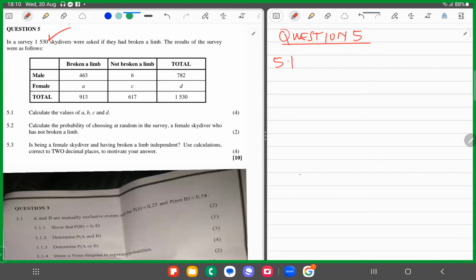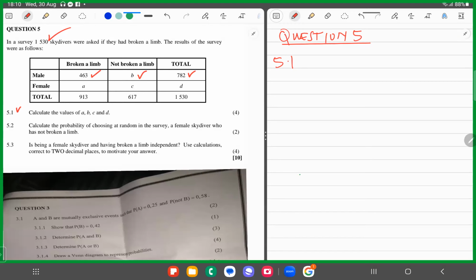In a survey of 1530 skydivers were asked if they had a broken limb. The results of the survey were as follows. The male ones with a broken limb were 463. Not a broken limb were B. The total was 782, and so on. Now, question 5.1 says calculate the values of A, B, C, and D.